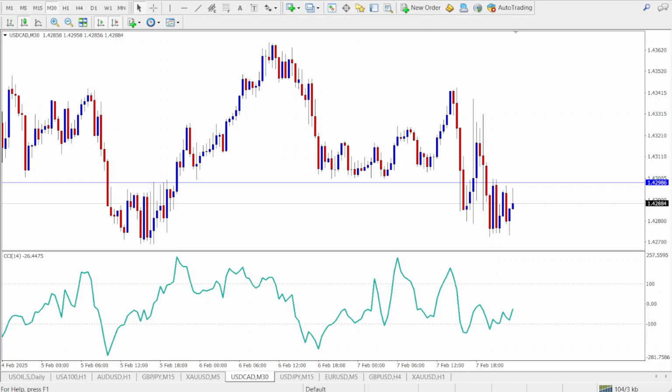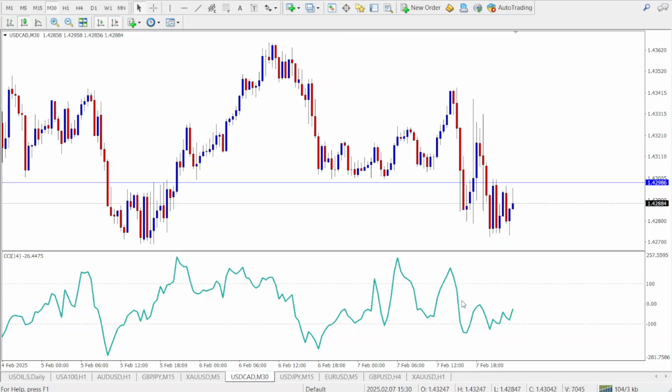Now, before jumping into the strategy, let's quickly break down what the CCI indicator is and how it works. The commodity channel index is a momentum-based oscillator that measures how far the price has deviated from its historical average. It moves above and below zero. You will notice that zero is the midpoint. It fluctuates between positive and negative territory. The standard levels to watch are plus 100 and minus 100.